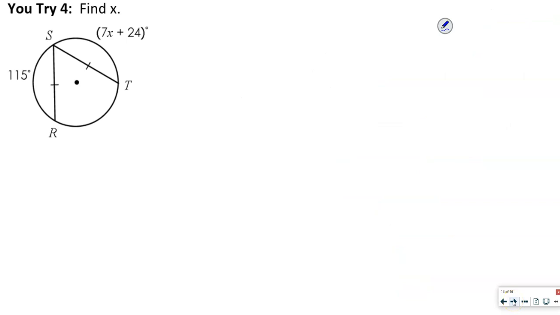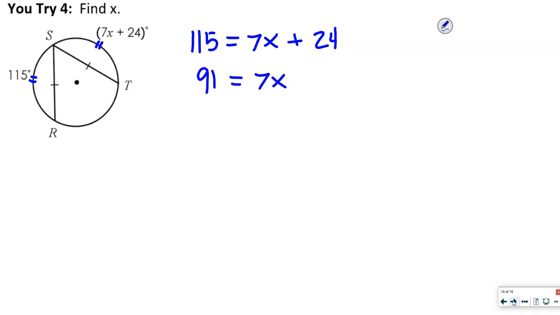All right, the next one says find x. Well, again, notice we're in the same circle and those two chords are congruent. So that means that the arcs are going to be congruent. So this time we're just going to say 115 is equal to 7x plus 24. We're going to subtract the 24 from both sides. So 115 minus 24 is 91. So that's going to be 91 is equal to 7x, and then we're going to divide that by 7. So x is equal to 13. So once again, in this case, actually we're done, because it just said to solve for x.